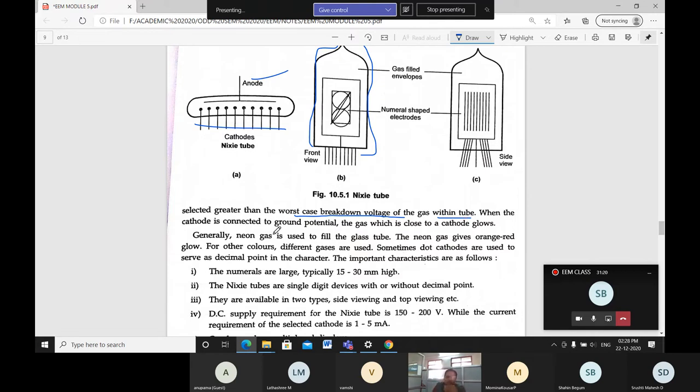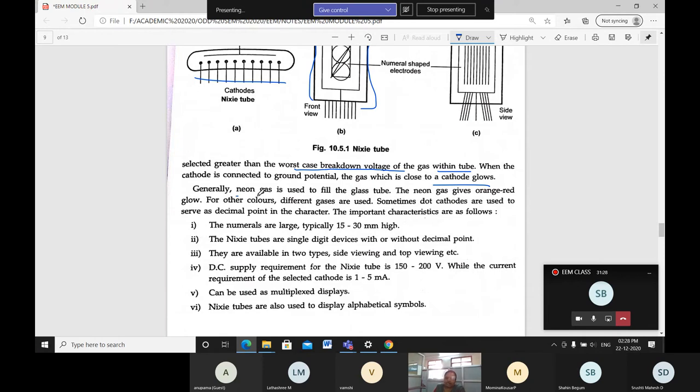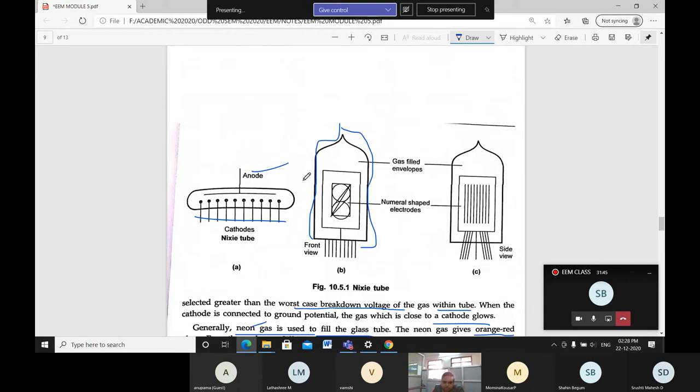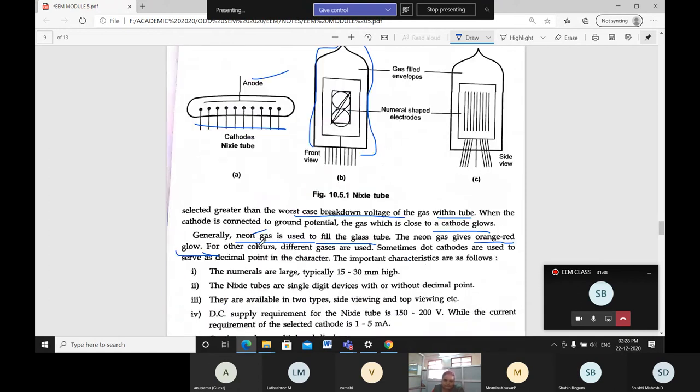When a cathode is connected to the ground potential, the gas close to the cathode will glow. In this case, neon gas is used to fill the gas tube. The neon gas gives an orange red glow. If I fill the tube with neon gas, that is the color displayed; for other colors, different gases can be used. Sometimes dot cathodes are used to serve as a decimal point in the character.